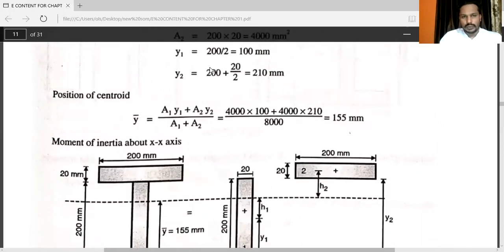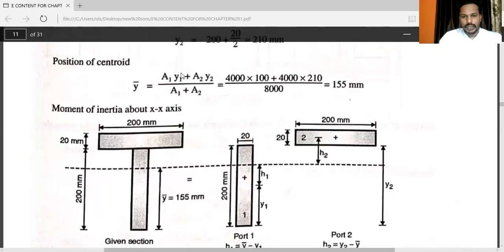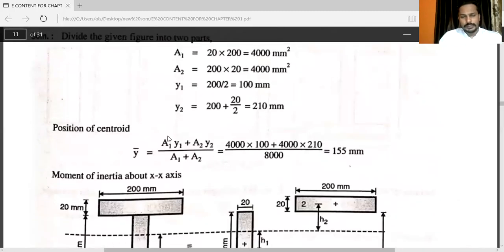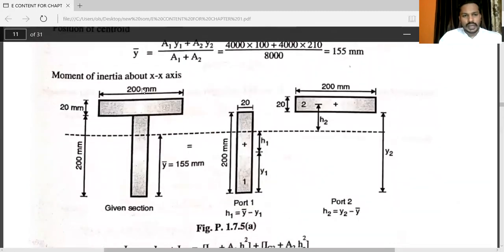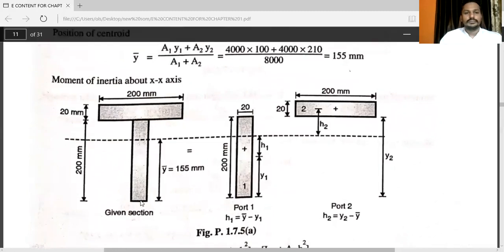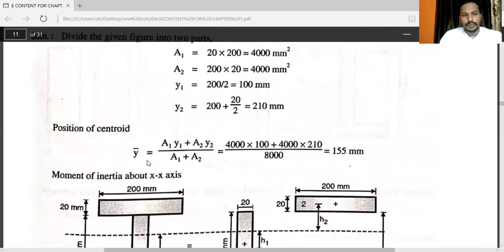Already you know how to calculate y1 and y2, so I'm not giving that much time to explain how to calculate y1 and y2. You all are aware of how to calculate y1, y2, x1, x2. So here, you know x bar will be 0 because the diagram is symmetrical about the y-axis that we considered, the vertical center line of the diagram. So here we just have to calculate y bar only.